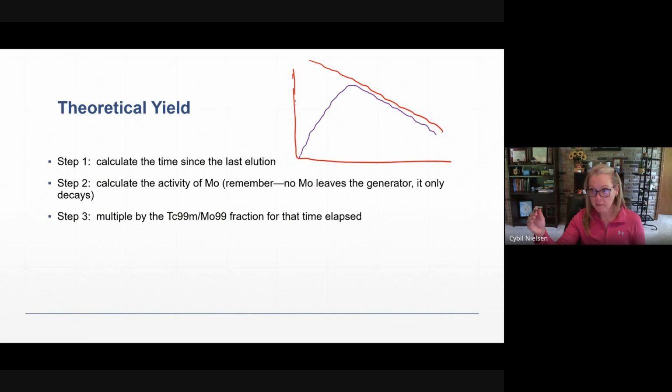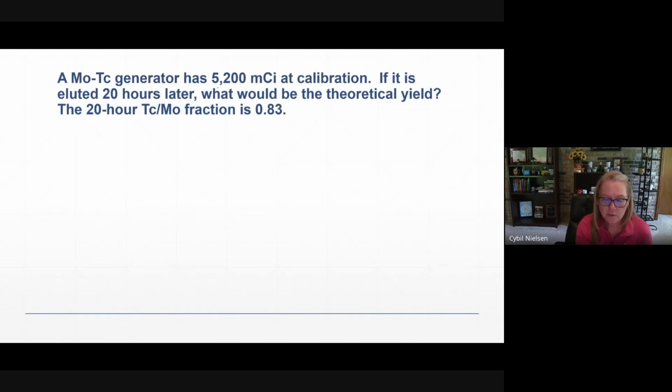There will always be more molybdenum than technetium in the generator, and that goes back to only 88% of the moly decays to technetium. So you're never going to have more technetium than molybdenum. So in order to calculate how much technetium, because the theoretical yield is not the theoretical yield of the moly, it's the theoretical yield of the technetium, first we have to figure out how much moly do we have? And then we just multiply it by the ratio between the moly and the technetium, and that ratio will be given to you. So we have a Molytech generator, had 5,200 millicuries at calibration.